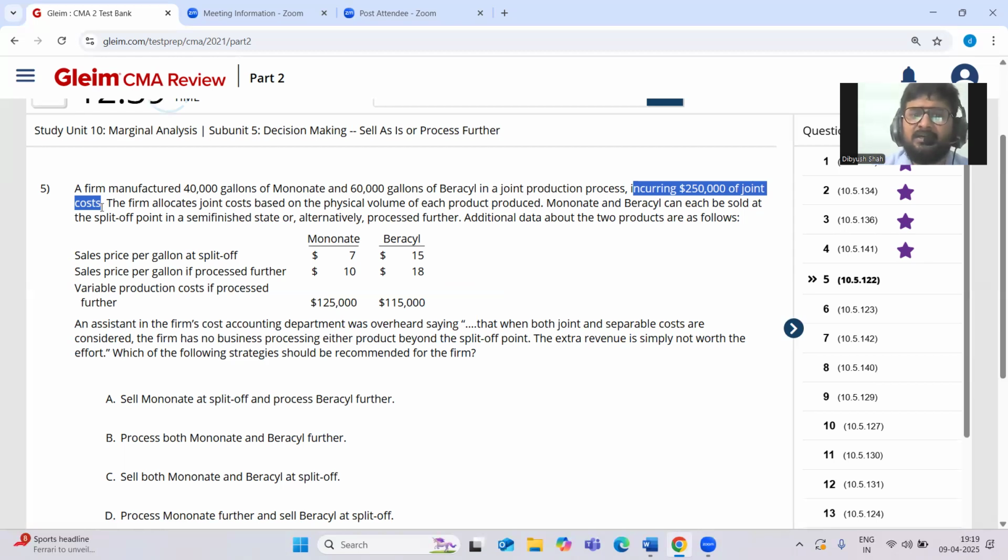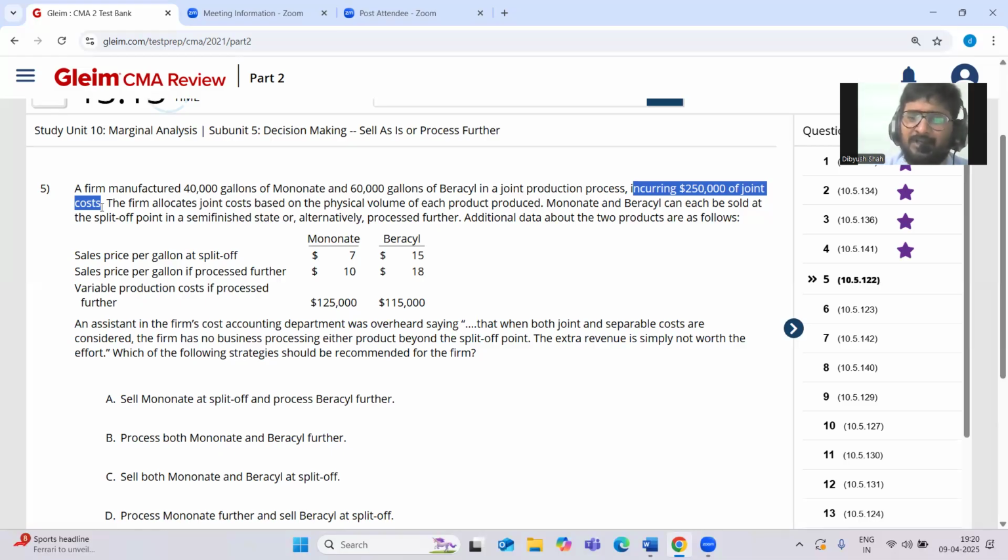An assistant in the firm's cost accounting department was overheard saying that when both joint and separable costs are considered, the firm has no business processing either product beyond the split-off point. The extra revenue is simply not worth the effort. So there is an assistant in the cost department. He was overheard saying that if you consider all the cost involved, company should not process any of the products further. Now, what do you recommend?